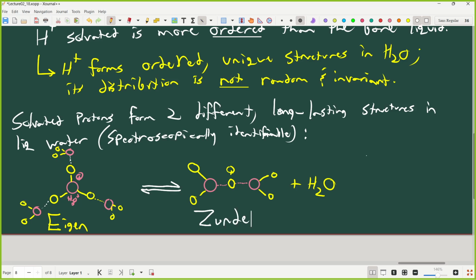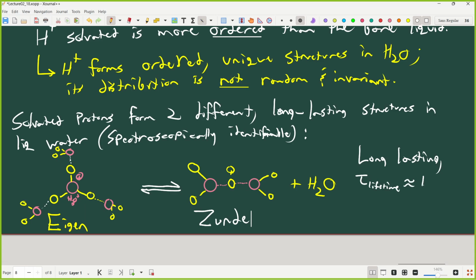So these are long-lasting. And the time scale of their lifetime is about 10 to the minus 13 seconds. So they alternate back and forth very rapidly. The rate of change is about 10 to the 12 per second. These are changing back and forth, but these are always existing. This equilibrium is always existing in liquid water.